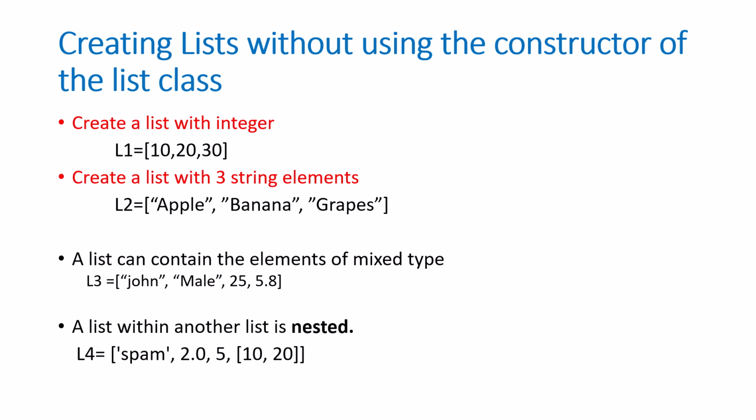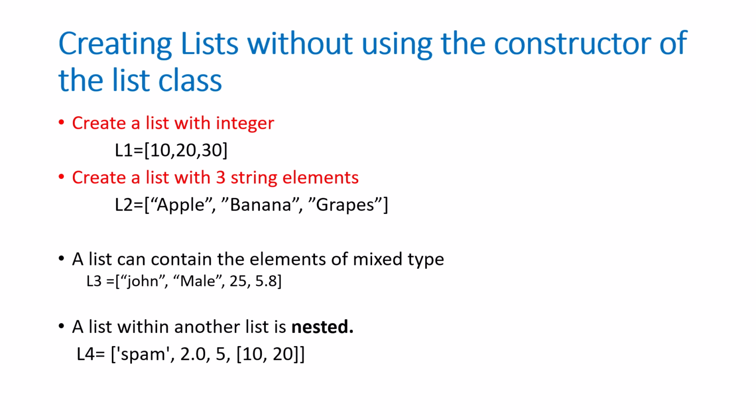A list can contain elements of mixed type. Now in this example, L3 equal to, we have a string, we can have an integer in the collection, and as well we can have floating points in the collection. So L3 equal to John, male, 25, 5.8.